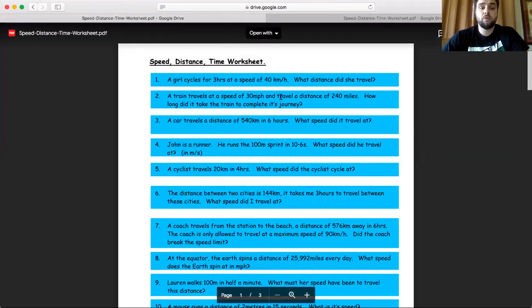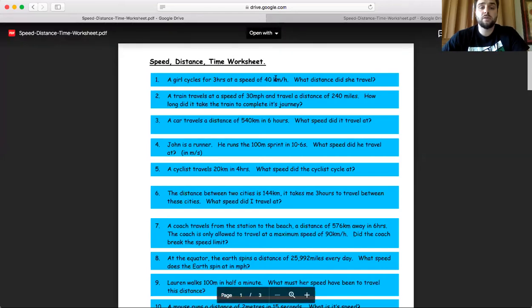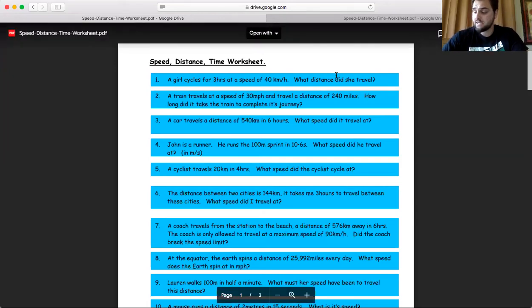Okay, the first one, let's see what formula we're going to need to use. It says a girl cycles for 3 hours at a speed of 40 kilometers an hour. What distance does she travel? Well, the nice thing with these problems is once you break it apart, you notice it's already asking us the distance. Now you just need to remember what the formula is. And as we look back, for distance, distance is rate times speed.